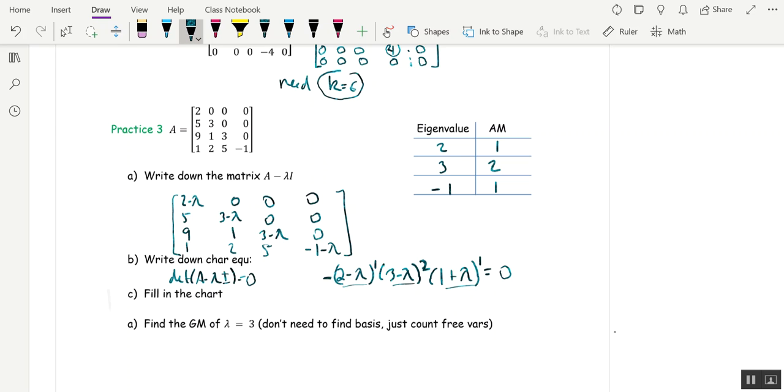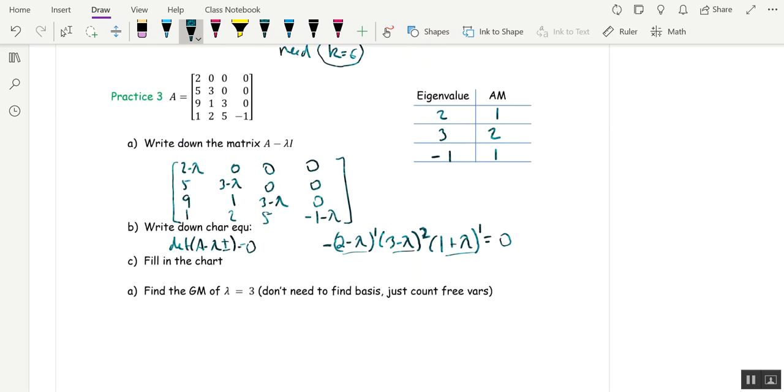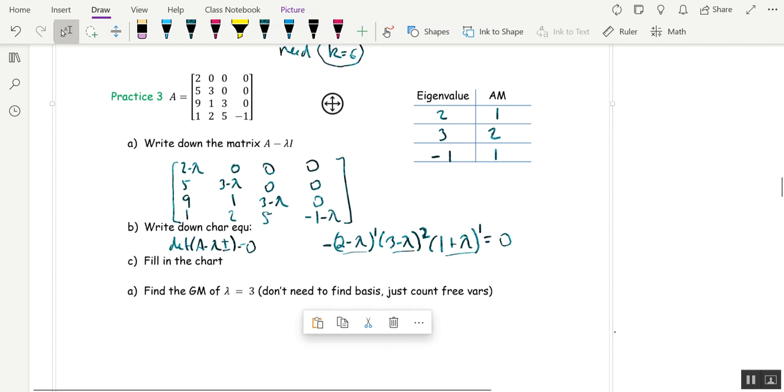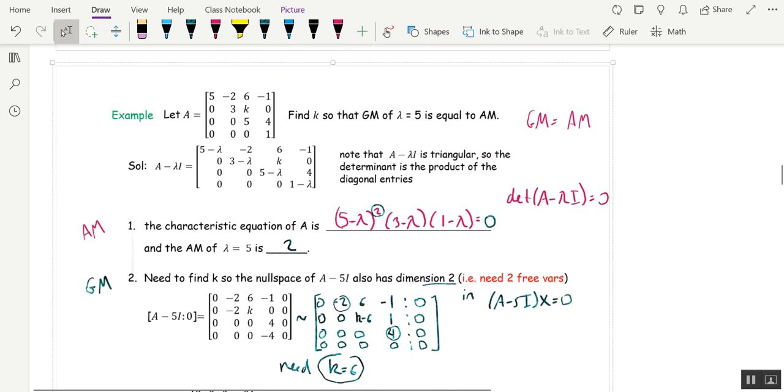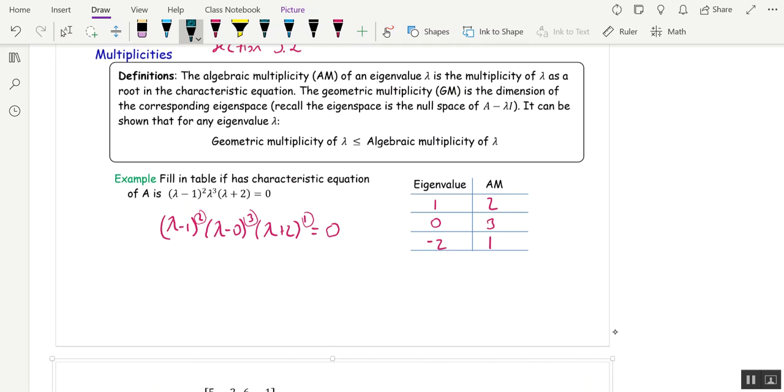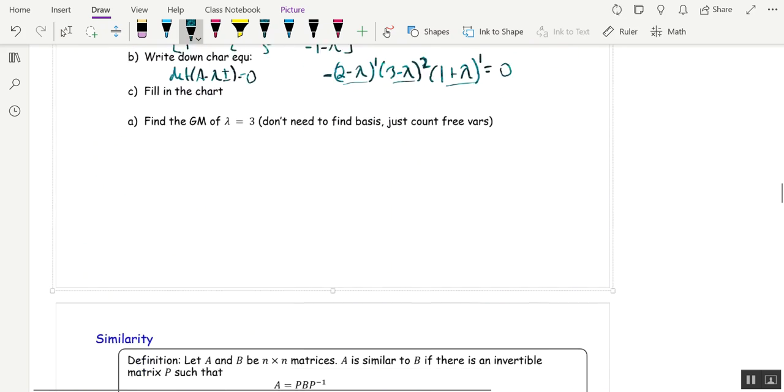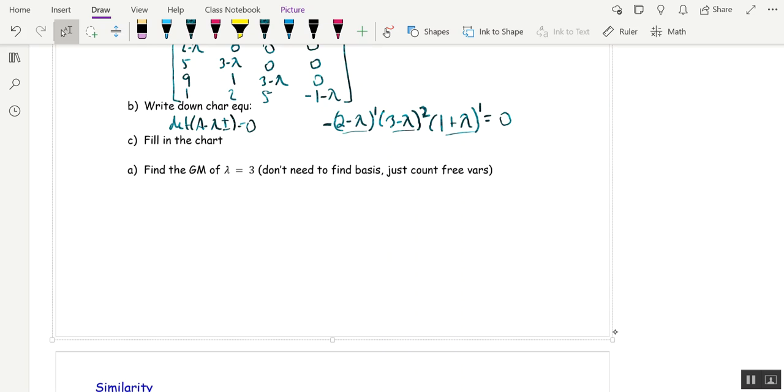All right? Find the geometric multiplicity of lambda equals 3. We know the algebraic multiplicity is 2, and the geometric multiplicity is always less than or equal to the algebraic multiplicity, so it's either going to be 1 or 2. So what we need to do is reduce A minus 3I augmented with 0, and see how many free variables we have.